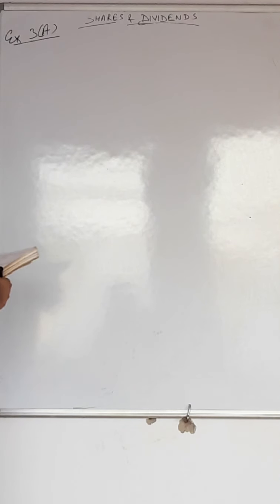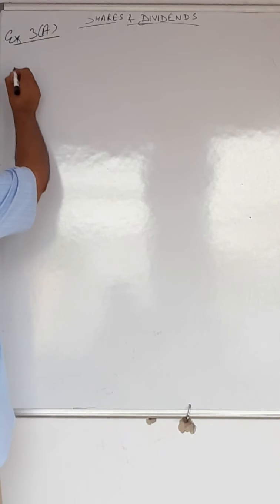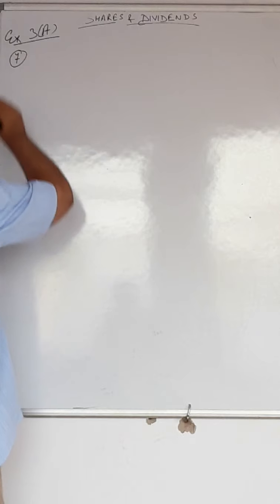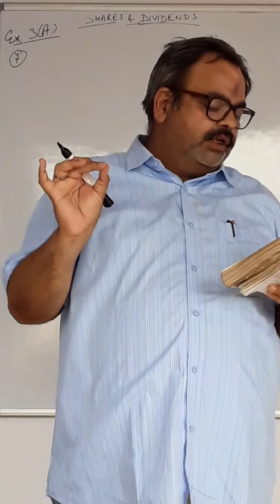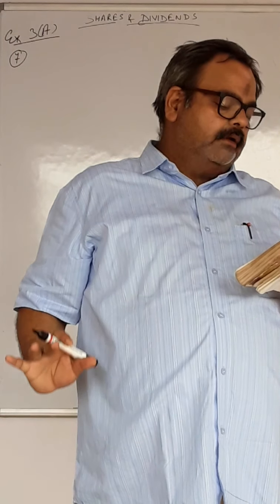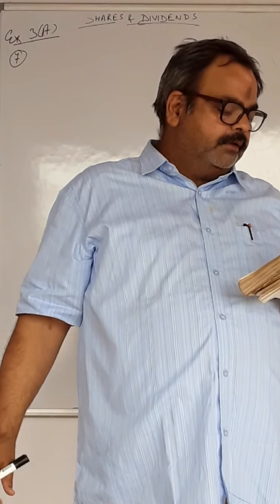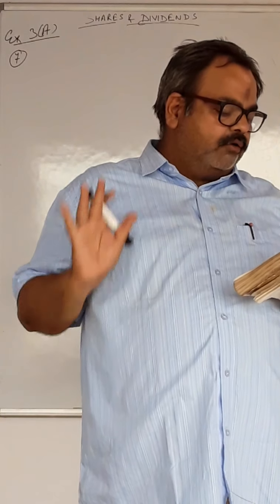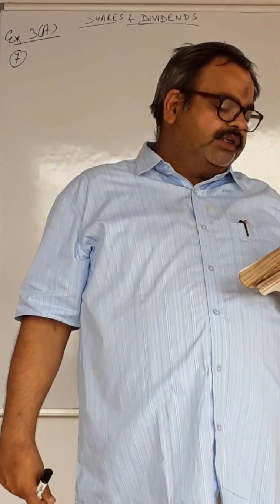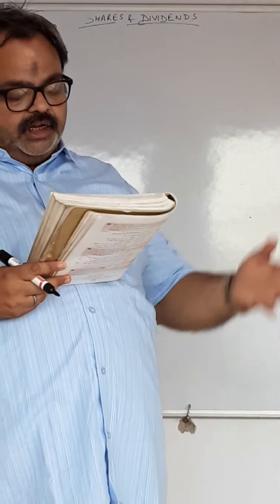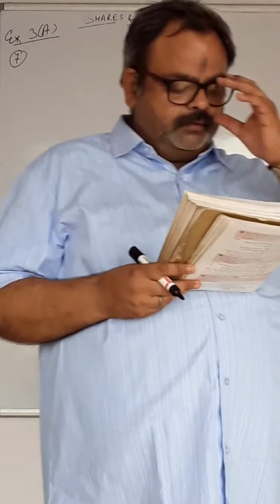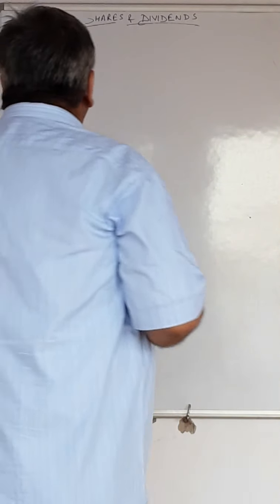Question number 7. A man invests rupees 3072 in a company. This is the total investment. Paying 5% per annum dividend, when a 10 rupees share is bought for rupees 16 each. See, this person has invested the money in the market, not directly in the company. He has bought these shares from the market. Find his annual income.